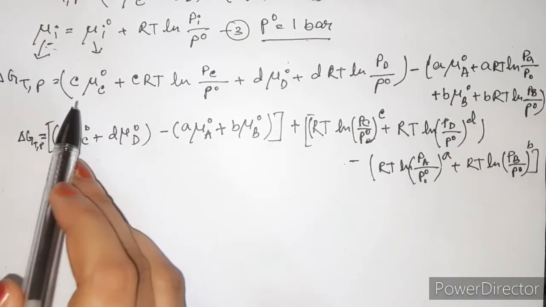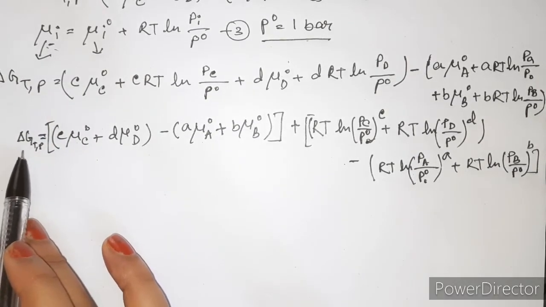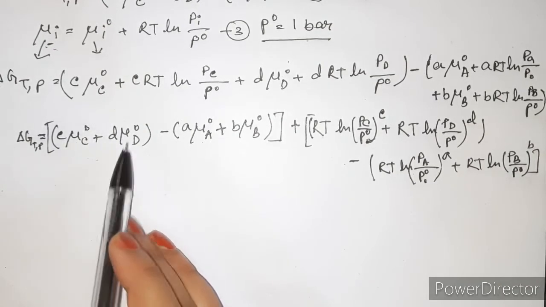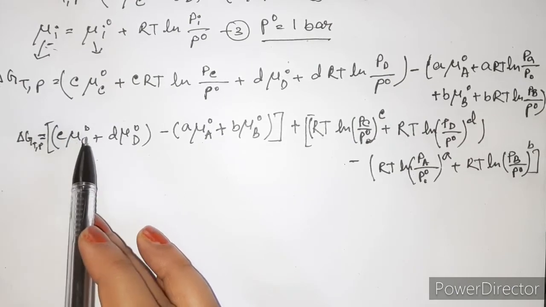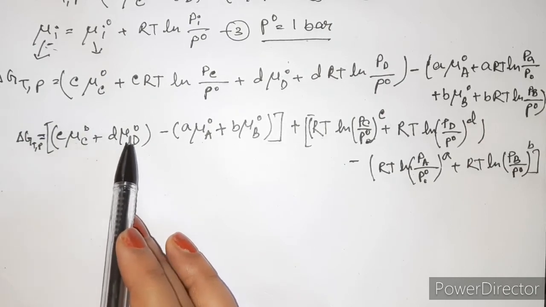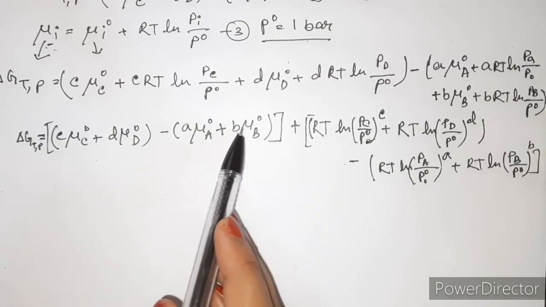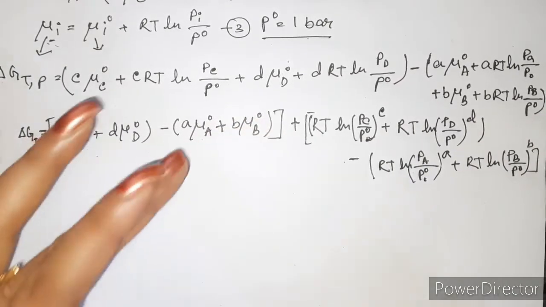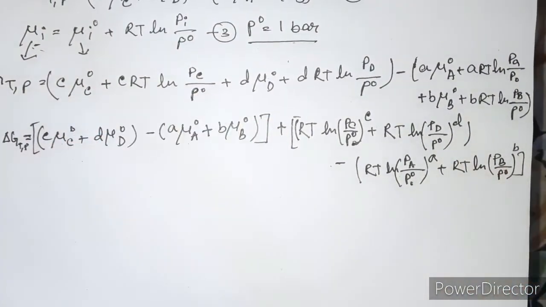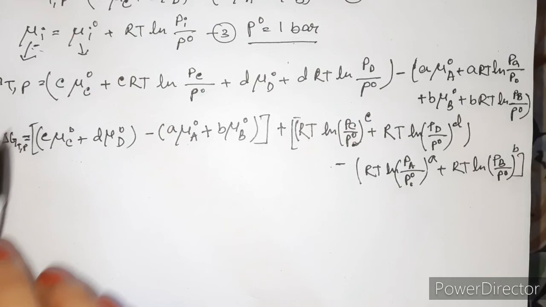By rearranging this equation you can get that del G T,P is equal to the summation of mu i 0, that is c of mu C 0 plus d of mu D 0 minus a of mu A 0 and b of mu B 0. This is one part, and another part corresponds to the RT ln P. So you can divide this equation into two parts.